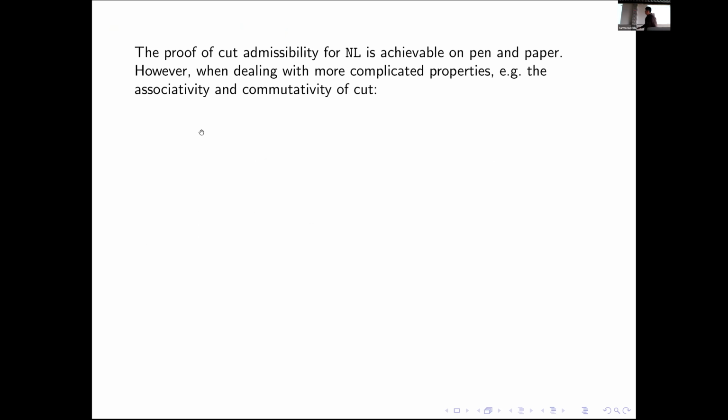So the proof of cut admissibility for NL is doable on pen and paper. You just need to be very careful. However, when we are trying to prove some more complicated properties, for example the associativity and commutativity of cuts.